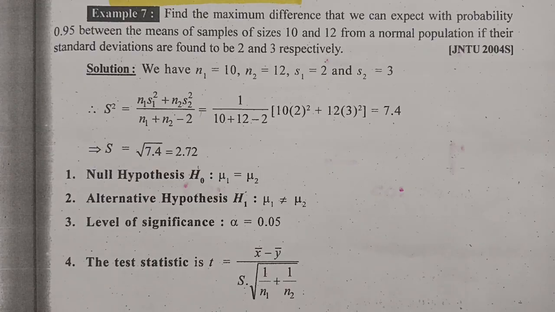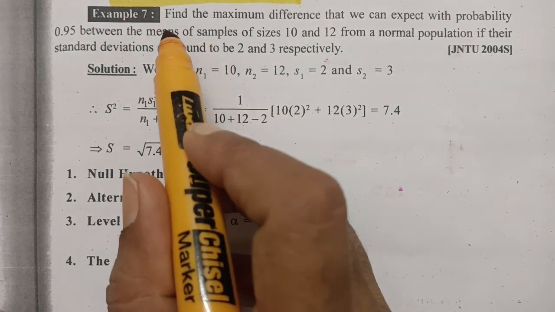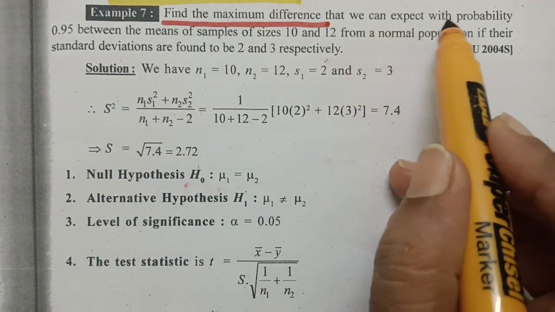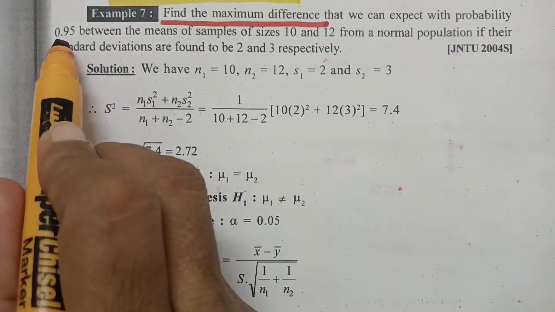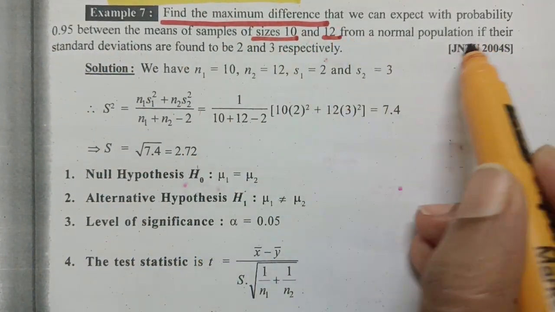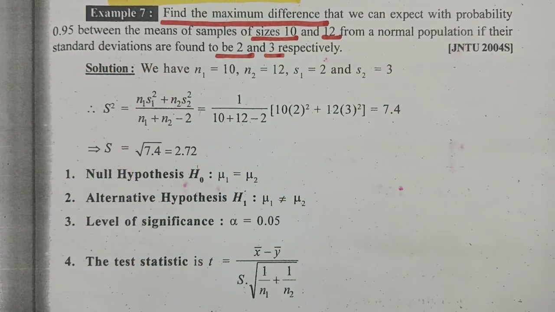So today's topic is on test of significance of small samples. In my earlier video, I have covered the topic of single mean, and in today's video I am going to discuss the difference of means. So from the seventh example, as six examples have already been taught in the previous videos, find the maximum difference that we can expect with the probability 0.95 between the means of the samples of sizes 10 and 12 from the normal population if their standard deviations are found to be 2 and 3 respectively.